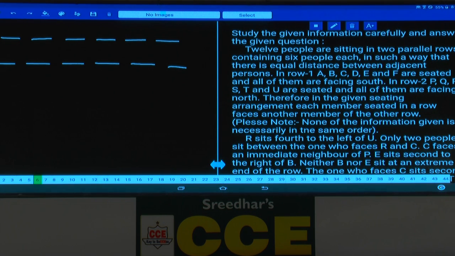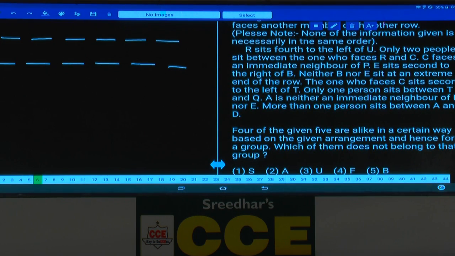Then R sits 4 to the left of U. As R is seated 4 to the left of U, now R and U must be in this row, which is facing towards north. R sits 4 to the left of U. And so how many possibilities do we have? If R is here, U will be here. That is one possibility. And the second possibility wherein we can have this R and U is, R can be second from the left hand side. If R is here, then U will be at the end.